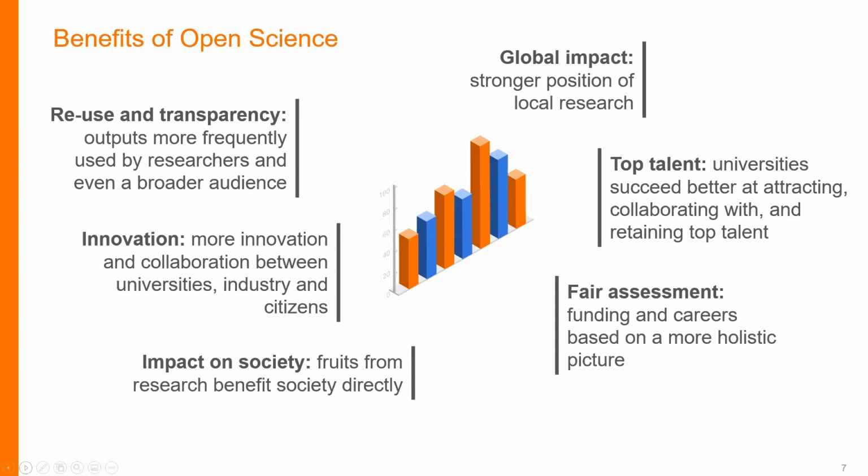Yes. So the other benefit is, of course, impact on society. The fruits of research benefit society directly. They can see it, it's more visible for them, and they can benefit from it right away, just after you publish your open materials. Also, top talents: universities can succeed better at attracting top talents, and there is fair assessment. This is also correlated with transparency. So we have funding and careers based on a more holistic picture. And it's also important, I believe, that this way we can benefit from less admin work.